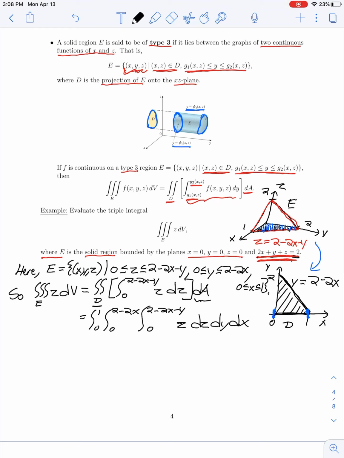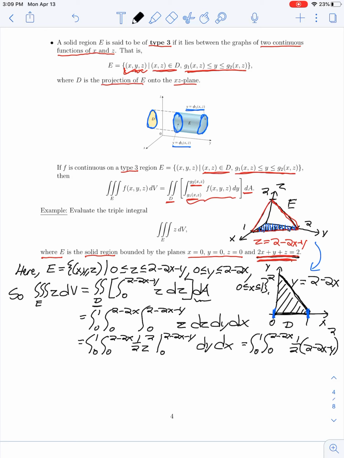So here, starting with the antiderivative with respect to z, we have an antiderivative of 1/2 z squared, which we're evaluating from z equals 0 to 2 minus 2x minus y, and then integrating in the order dy dx. So evaluating z at our upper limit of integration, we have the outer integral from 0 to 1, and then 0 to 2 minus 2x. And we've got a 1/2 of, plugging this in, we have 2 minus 2x minus y squared. And then we subtract what we get when we plug in 0 for z, which is 0. So then we're just integrating this in the order dy dx.